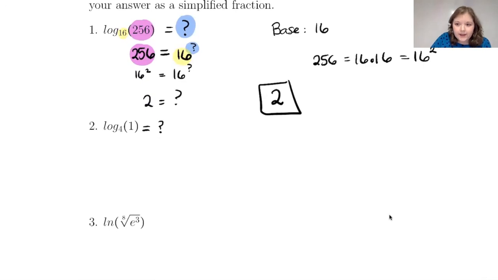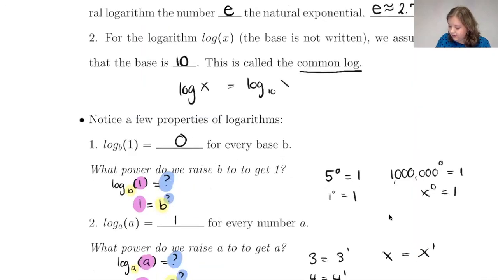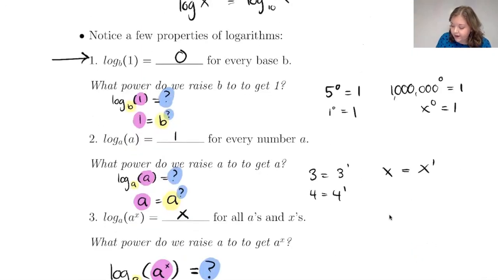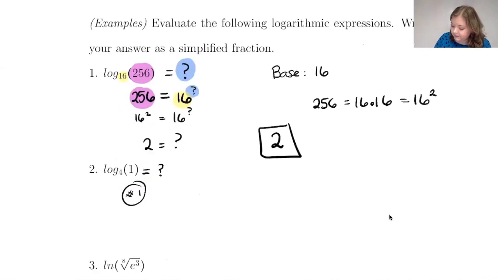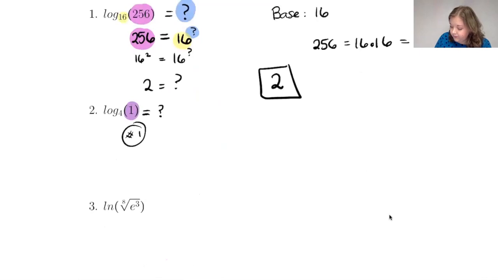But we can think about one of our special properties for this one and make it pretty easy. This would be like the property number 1. So this first property here, where if we have a 1 on the inside, then our answer is 0. So since we have a 1 on the inside, we can automatically say that log base 4 of 1 equals 0. And then we don't have to work that out every time.